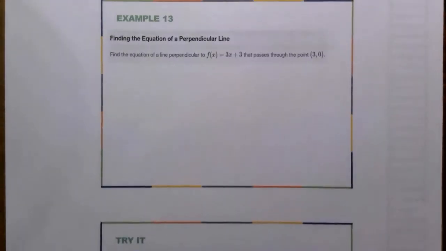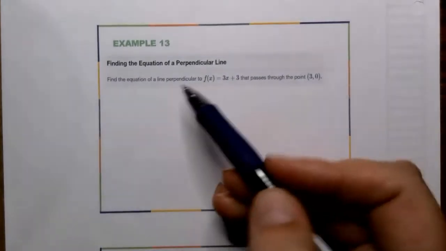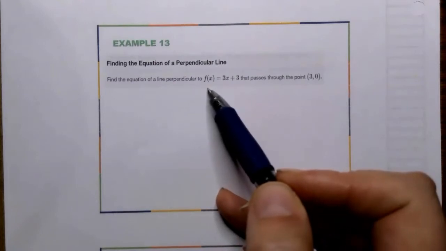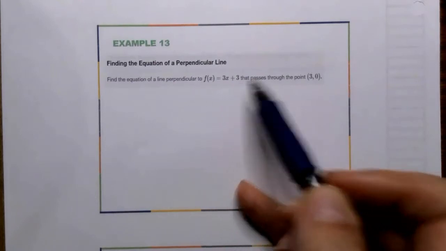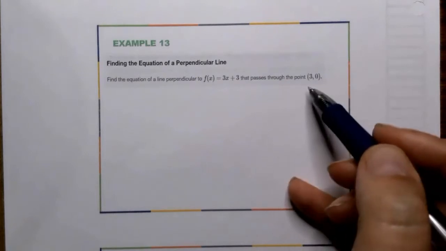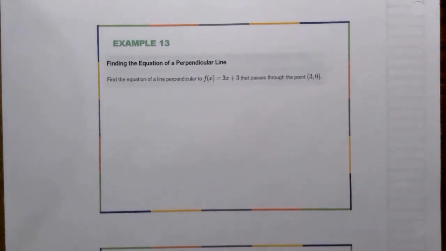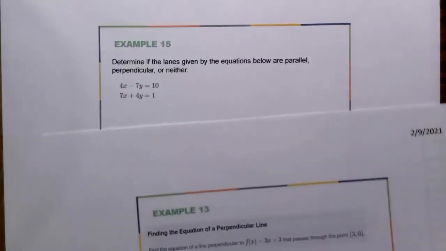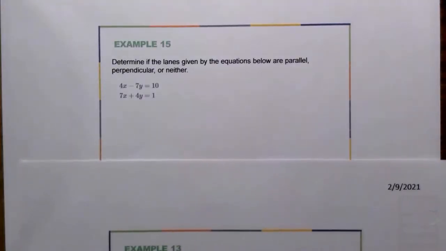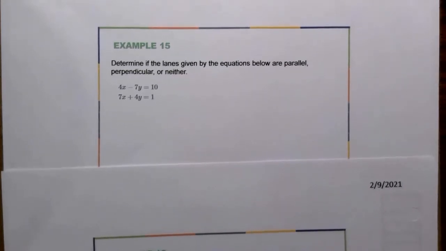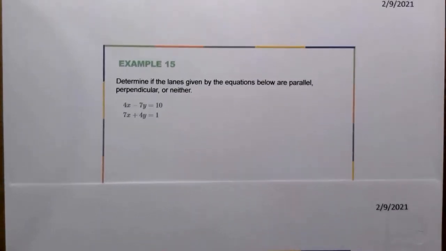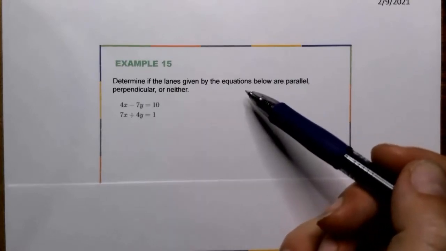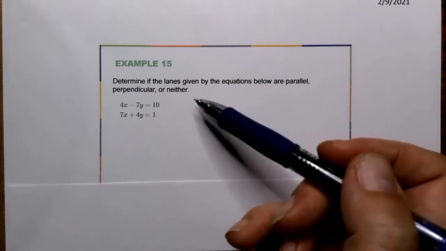So here we have an example, find the equation of line perpendicular to f of x equals 3x plus 3 that passes through the point. Actually, before I do this example, I want to do another one, 15. Okay, so let's skip to that example first, and then we're going to come back to writing lines. So here we have two lines, and we need to determine whether they're parallel, perpendicular, or neither.